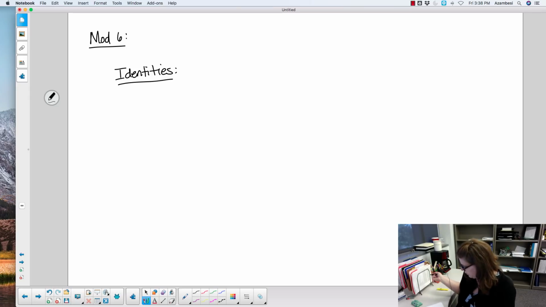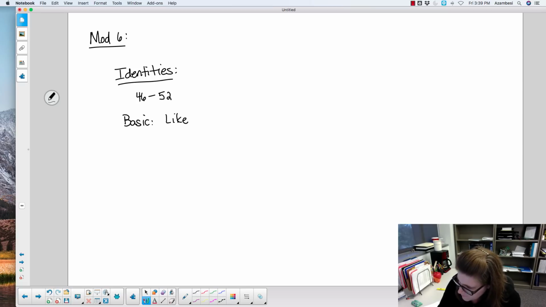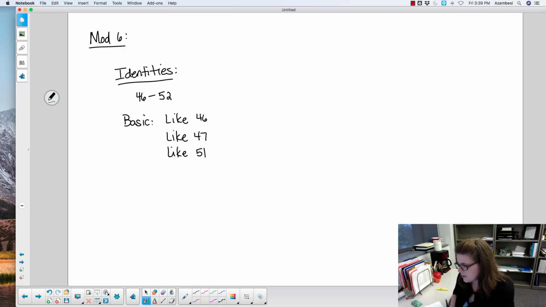So these are numbers 46 through 52 on the review. As far as stuff that's basic, I'm talking about like number 46. Stuff that's a little more challenging, like 47. And stuff that is much more challenging, like 51. So be on the lookout for some actual functions like that, or some equations to verify.